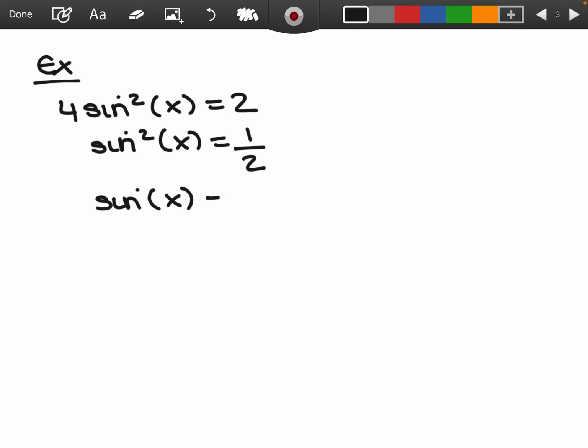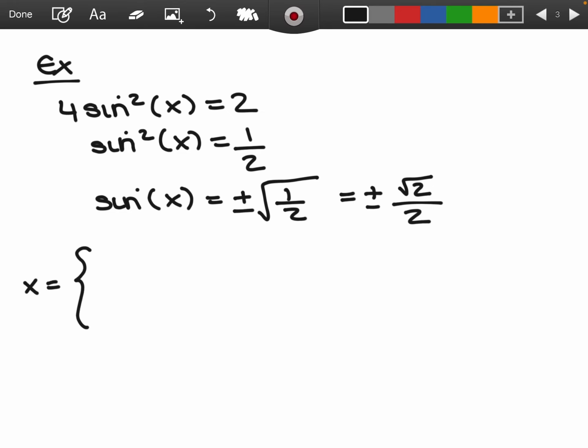And then I take the square root. So sine x is going to be plus or minus the square root of 1/2. And the square root of 1/2 is the square root of 1 over the square root of 2, which is 1 over the square root of 2, which, when you rationalise the denominator, is just √2 over 2. So I'm looking for all angles for which the sine of that angle is either positive or negative √2 over 2.